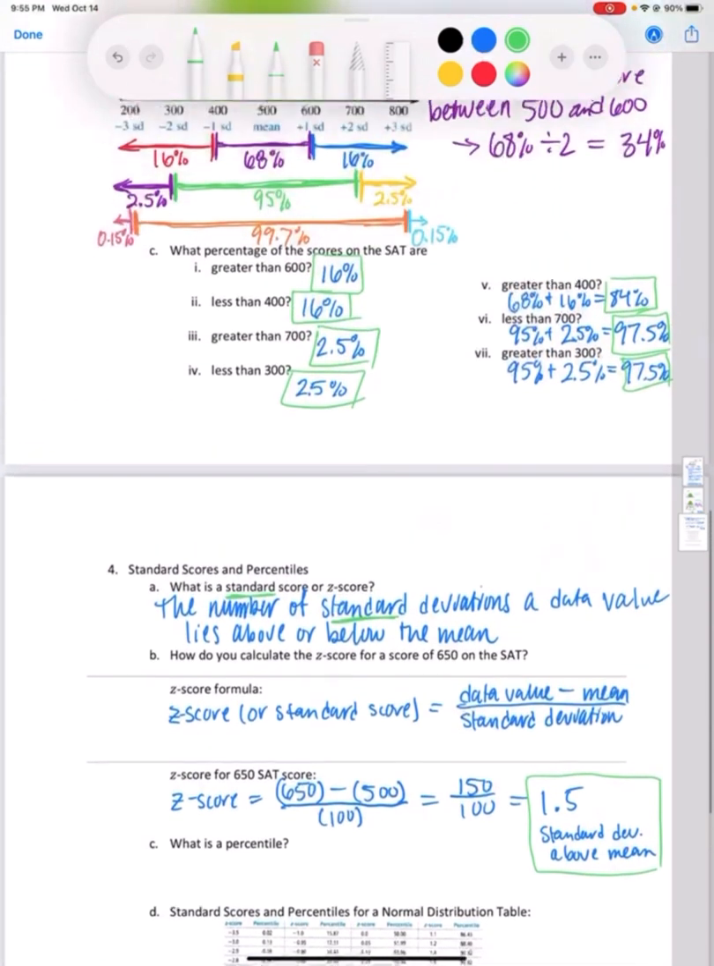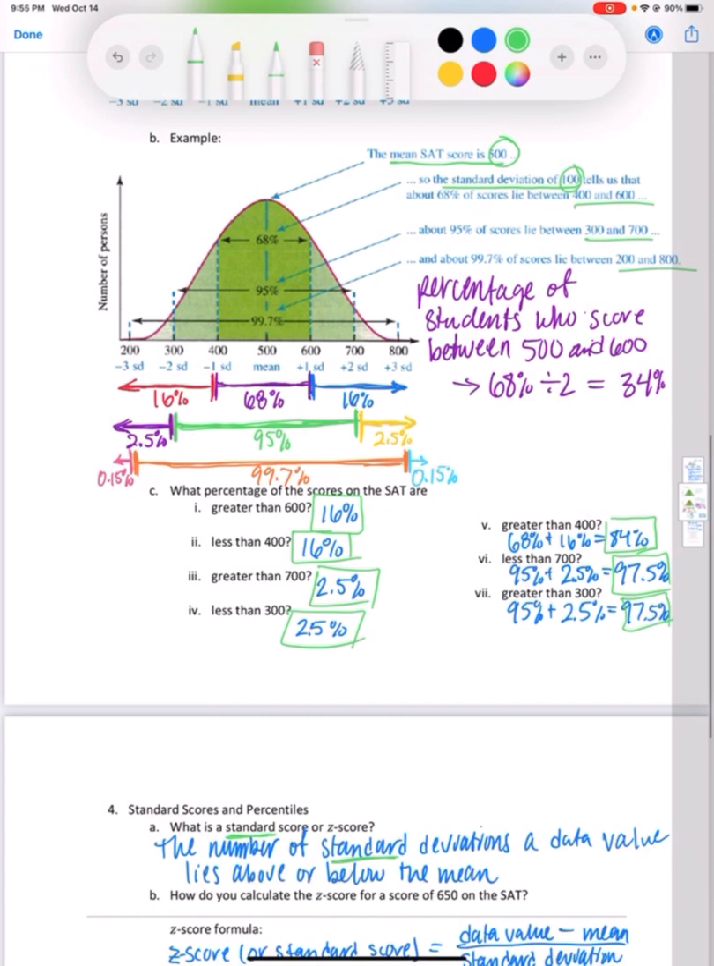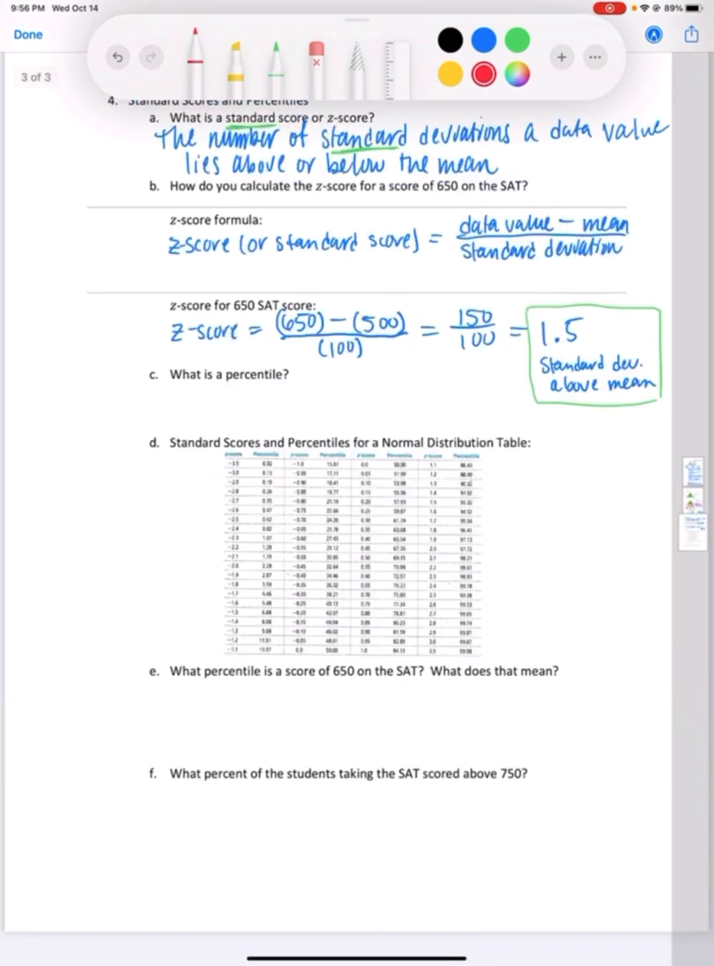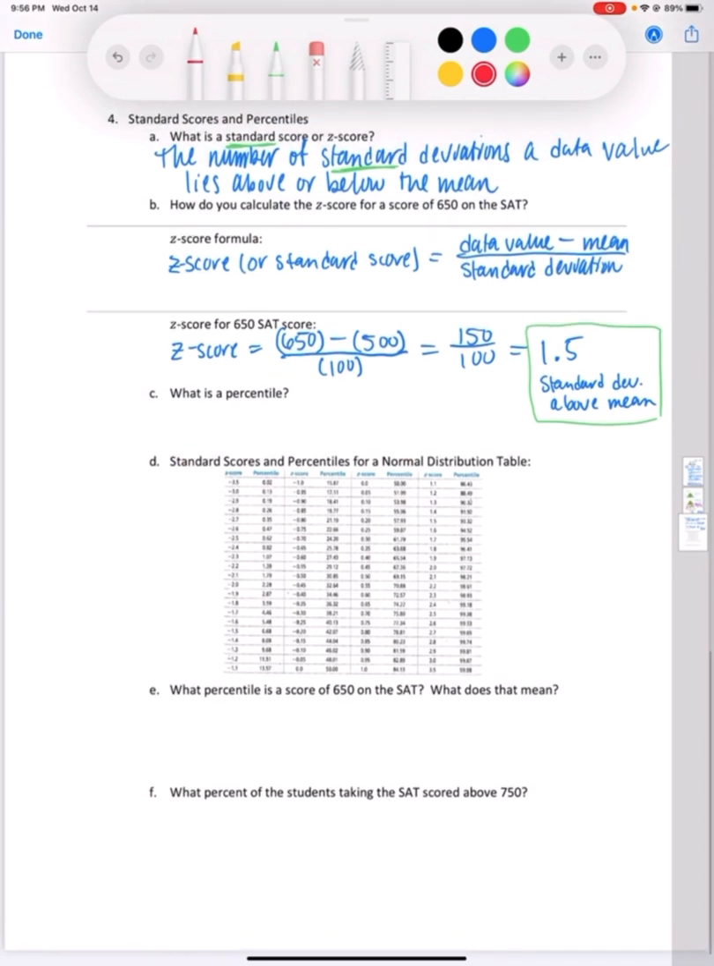So let's go back to our table here for SAT scores. 650 lies right here, halfway between 1 standard deviation above the mean and 2 standard deviations above the mean. Next we're going to talk about percentile. If you scored a 650, how many people scored above you? What percent? Or what percent scored below you? That's what the percentile will be.